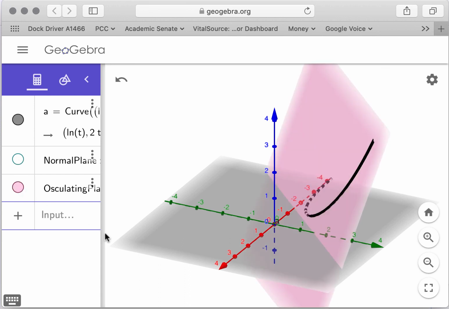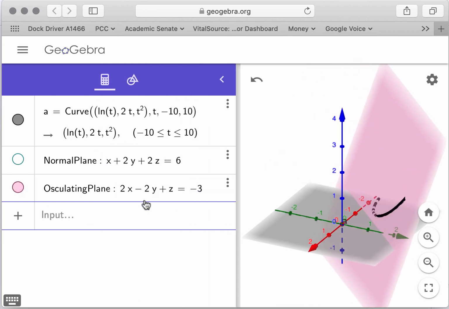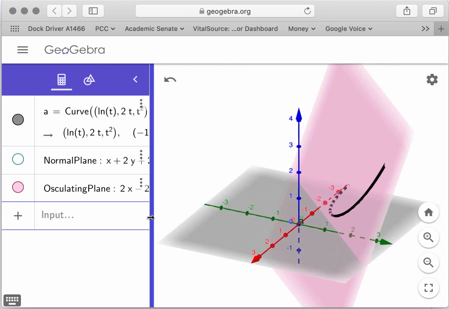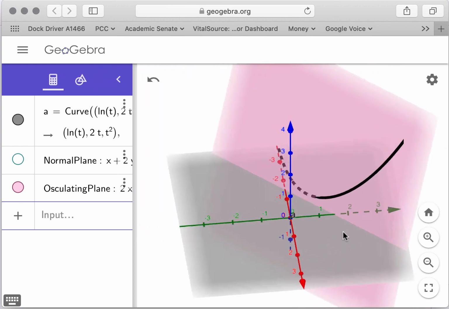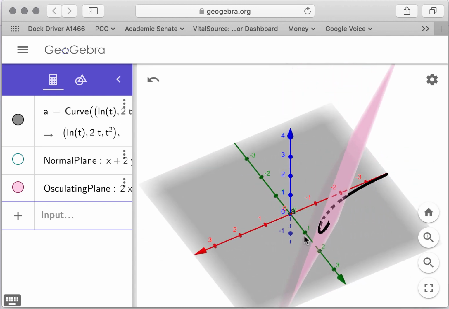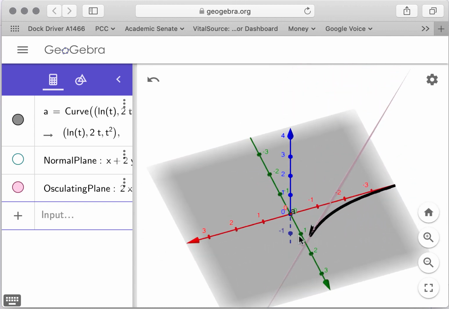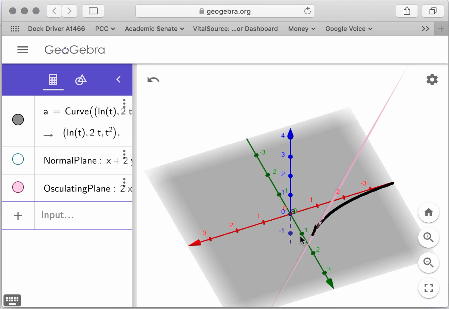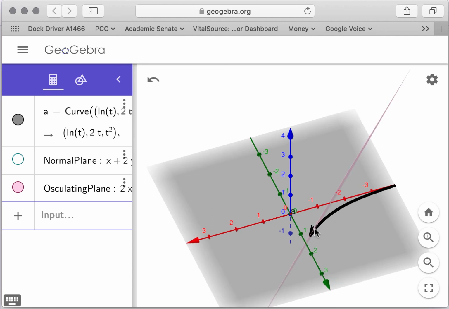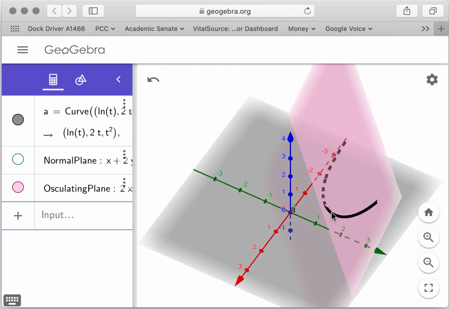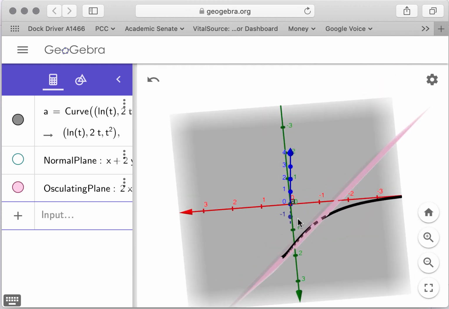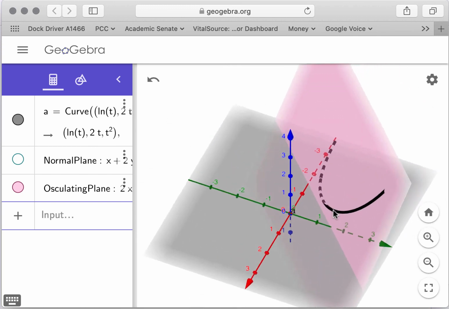The osculating plane is the one with the equation 2x minus 2y plus z equals -3. And what you can see here is that it comes as close as possible to capturing a portion of the curve. Now the curve is in 3 dimensions, so it's not going to exist in a plane. But as you can see right here, the plane is coming close to capturing the curve at the point P that we're talking about. So these are visuals to show you what it is that we just found.